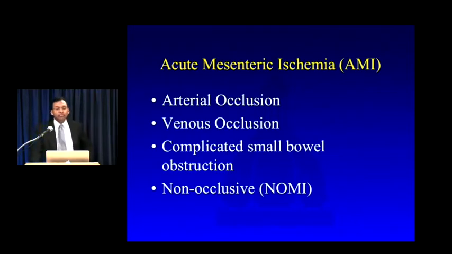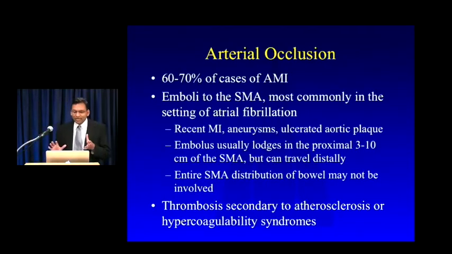Mesenteric ischemia can be broadly divided into 4 forms. And these 4 forms are based on the cause: arterial occlusion, venous occlusion, non-occlusive mesenteric ischemia, also known as NOMI, and then finally, bowel ischemia on the basis of complicated or strangulated small bowel obstructions. Now, the most common, at least in theory, is bowel ischemia on the basis of arterial occlusion, which, if you look at different sources in literature, probably comprises about 2/3 of all cases.